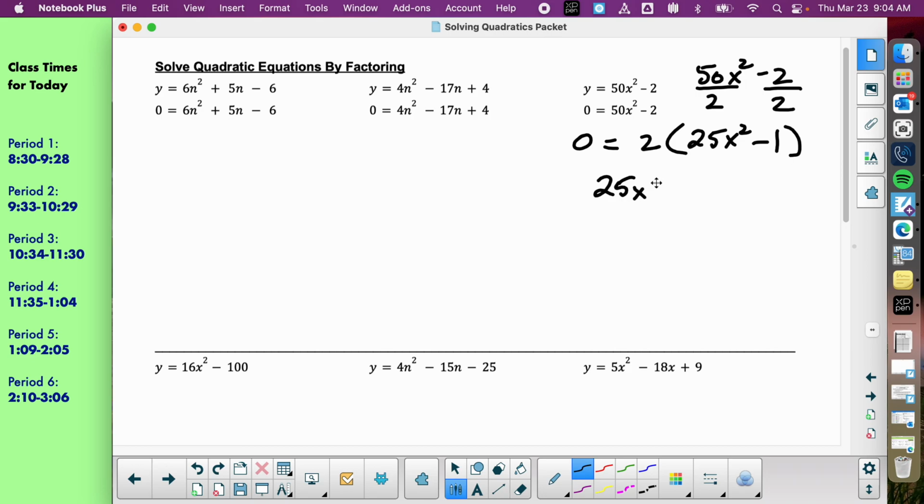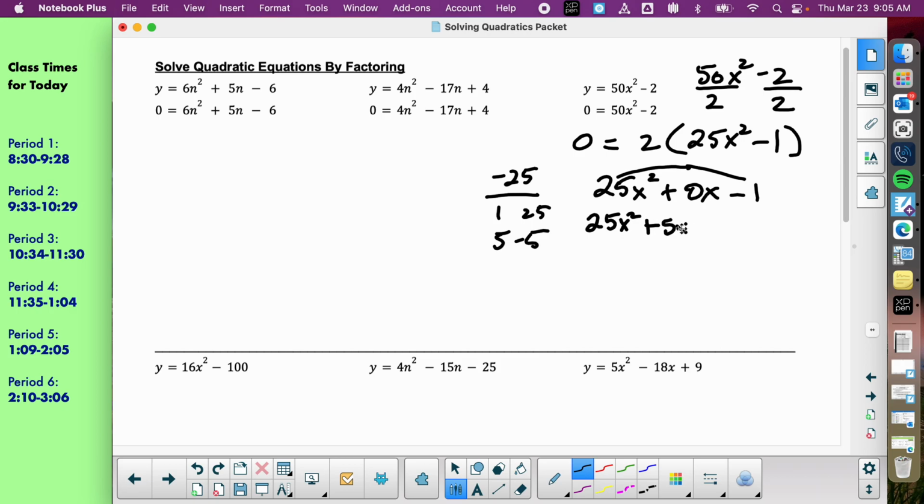So 25x squared plus 0x minus 1. So this is the method for multiplying the outside numbers, which will give me the exact same answer that I just erased. So I get negative 25. Look for the factors in negative 25 that add up to 0. 1 and 25, 5 and 5, and positive 5 and negative 5 add to 0. So 25x squared plus 5x minus 5x minus 1.